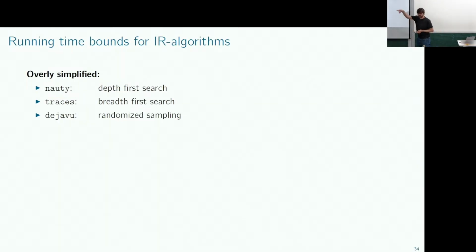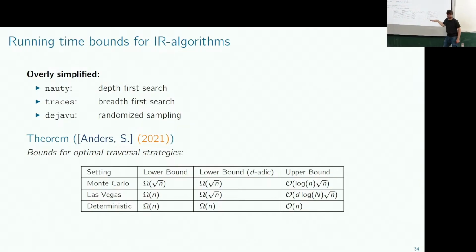So this tool from Brendan McKay from the 70s, it actually does depth first search. And Traces, Pipano's tool, does breadth first search, and our tool does randomized sampling. And we can formally prove that you cannot beat certain bounds with deterministic versions or randomized versions. So basically, if you are deterministic, it will be linear. But if you are Las Vegas, in certain conditions, if the degree is bounded, you can do root n. And this is the improvement.